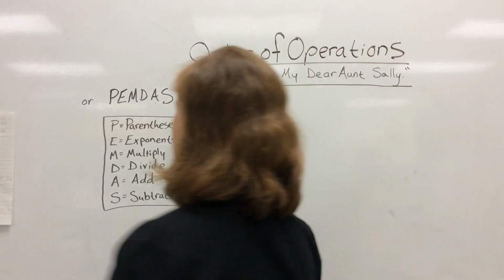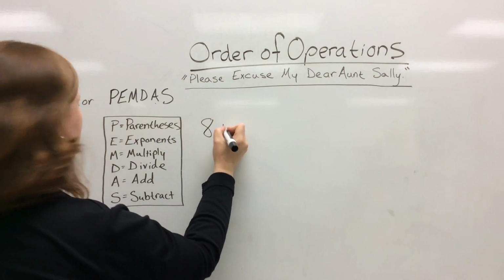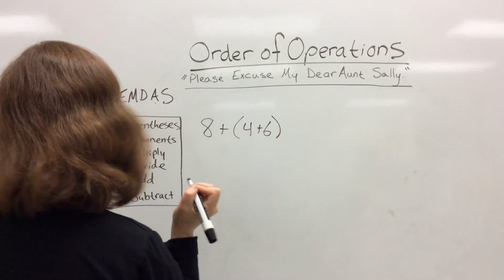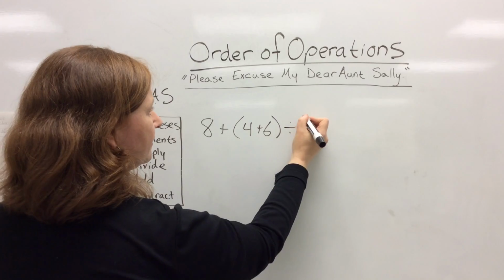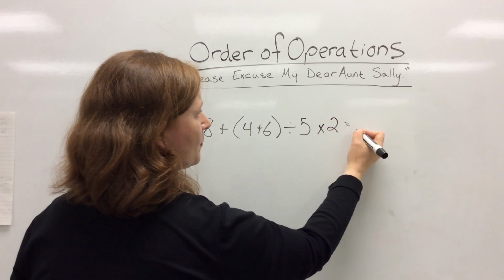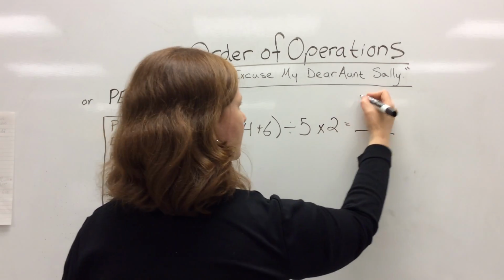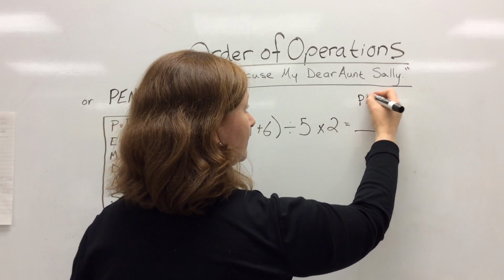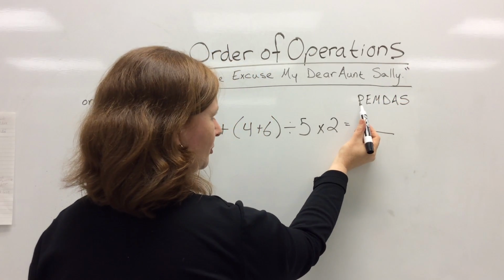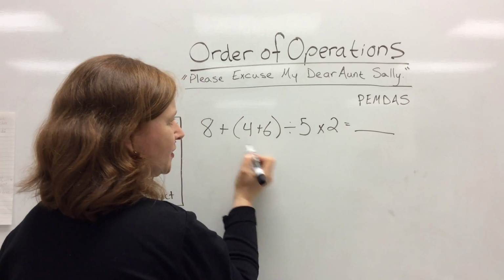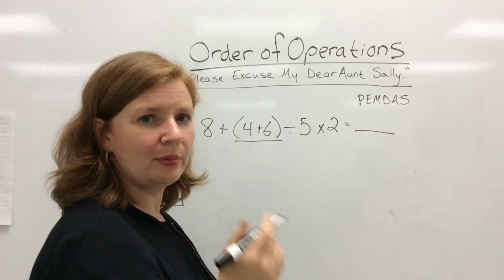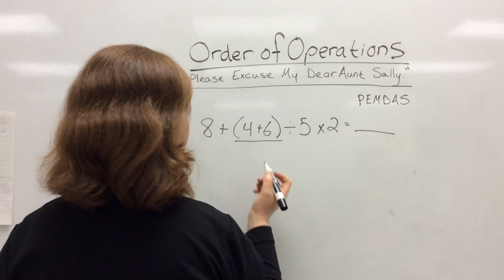First number sentence is 8 plus, and in parentheses, 4 plus 6, divided by 5, times 2. I'll write PEMDAS in the corner to help me remember what I'm doing. Alright, P is for parentheses, and I have something in parentheses, so I'm going to do that first. That is the first operation I will perform to solve my number sentence.